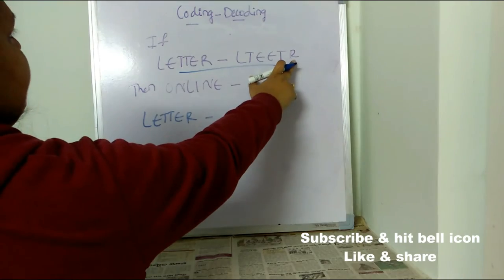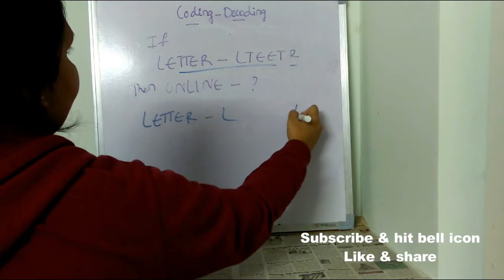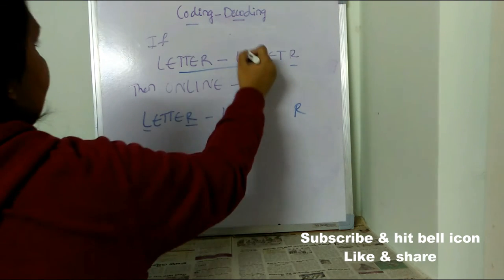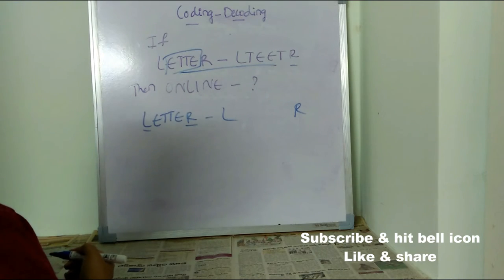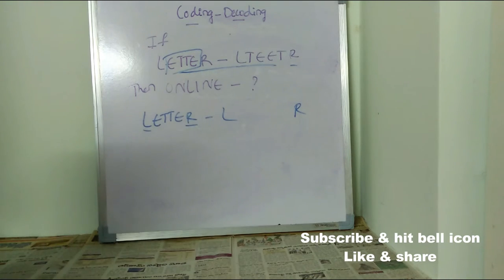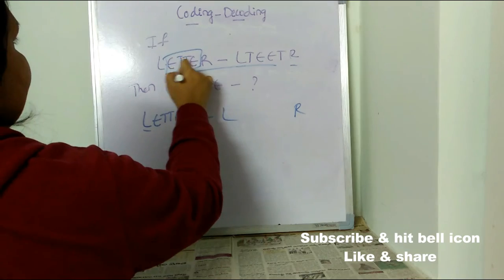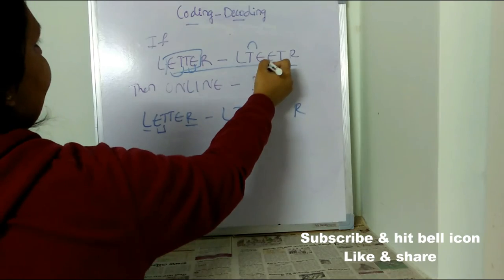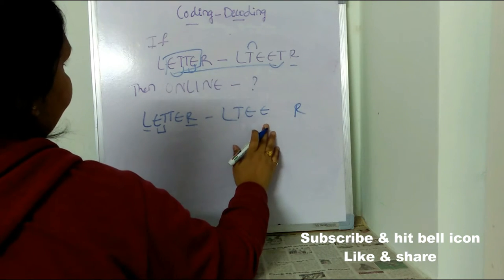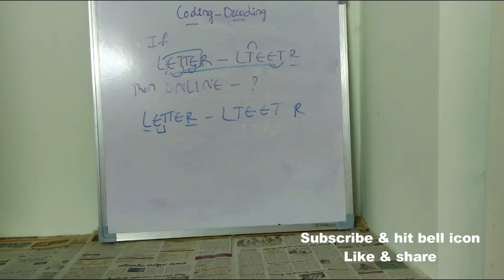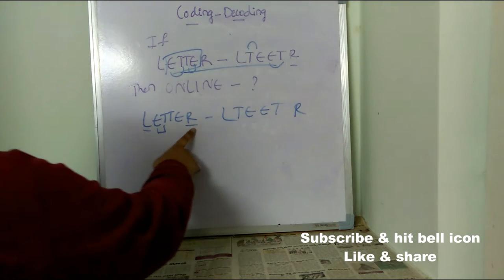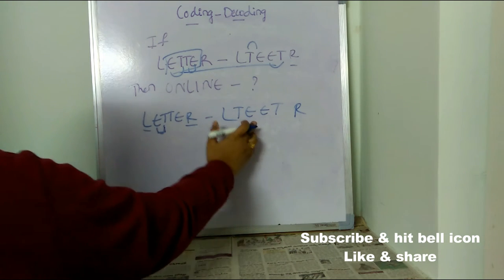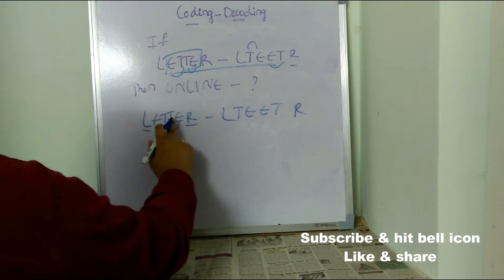See, the first and last letters are written in the same format, L and R as they are. L and R did not change position. Only in between, ETTE has changed its position. See carefully: ET is written as TE, and TE is written as ET. Did you understand? I'm repeating. The first and last letters are as they are. The next two letters have interchanged their positions: ET is written as TE, and same, TE is written as ET.